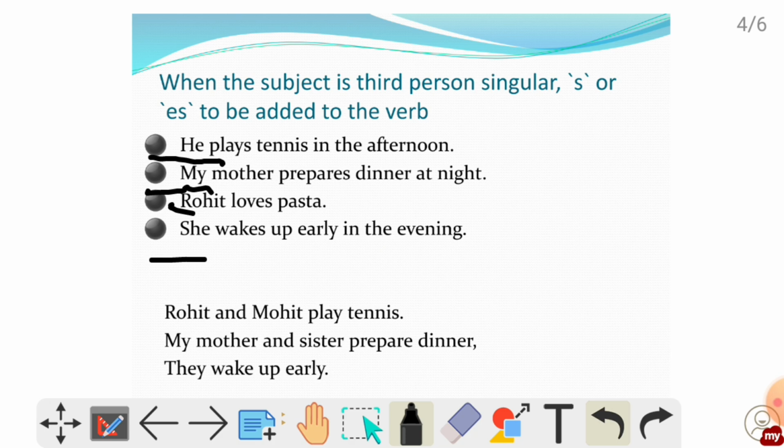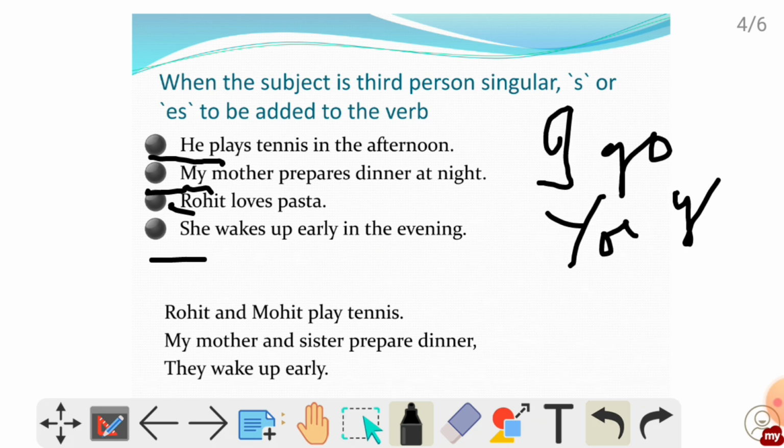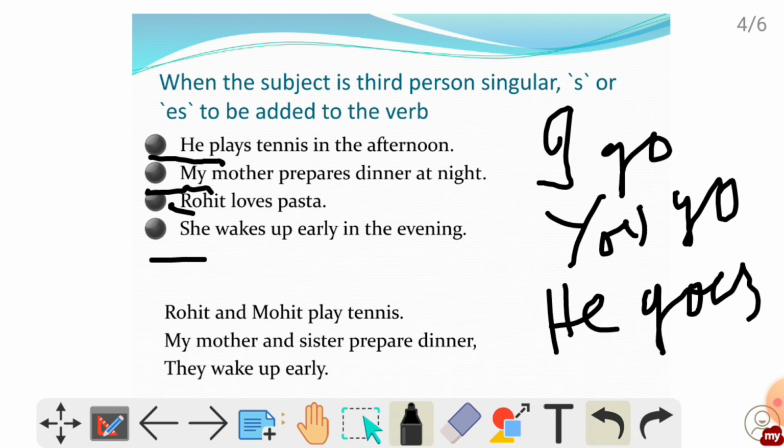Now you can say I go, you can say you go, but you can't say he go. You have to say he goes, right? I go, you go, he goes. That's how it is. Similarly, he plays tennis. You can't say he play tennis. My mother prepares dinner. Rohit loves pasta. She wakes up early. That's how it is.